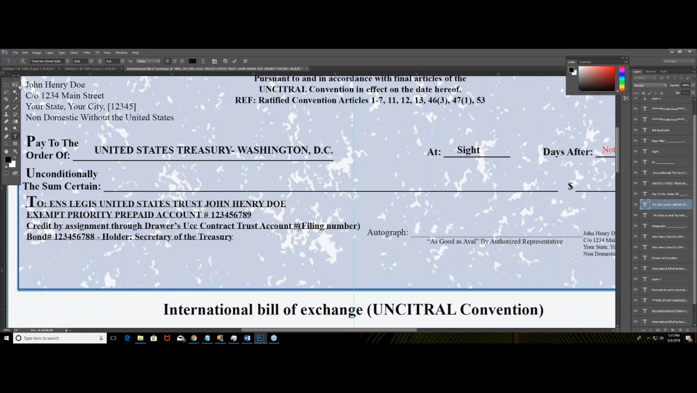Once you understand what you're doing, you can give clearer instructions. Credit by assignment through drawers, UCC contract, trust account, filing number. You might want to put the state where they can find the filing number, bond number. Okay. All right. Holder, Secretary of the Treasury. And then you can put his address there.